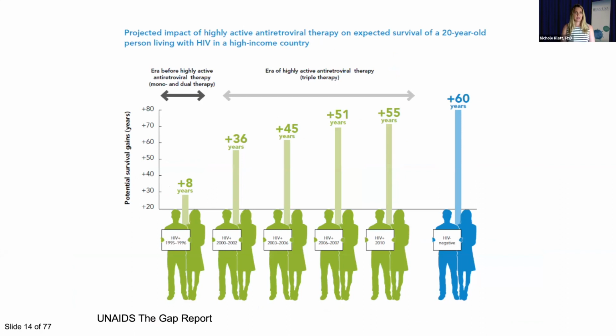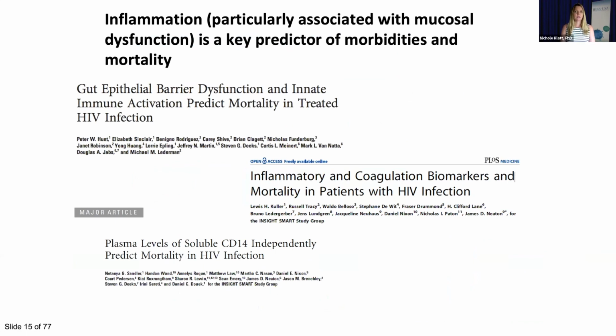As probably everybody in here knows, despite antiretroviral therapy, there's still a decreased expected survival in people who are HIV infected compared to people who are uninfected. And of course, there's increased morbidities and mortality. These are consistently associated with inflammation, and particularly with different factors coming from mucosal dysfunction or the gut, whether it's microbial translocation or barrier dysfunction. They're consistently associated with morbidities and mortality despite antiretroviral treatment.